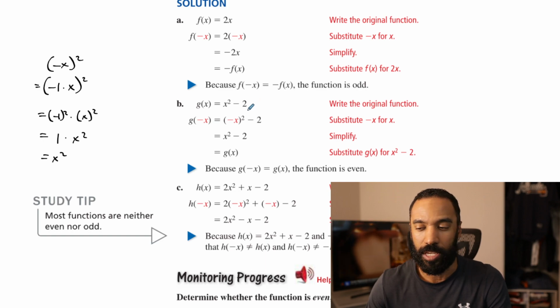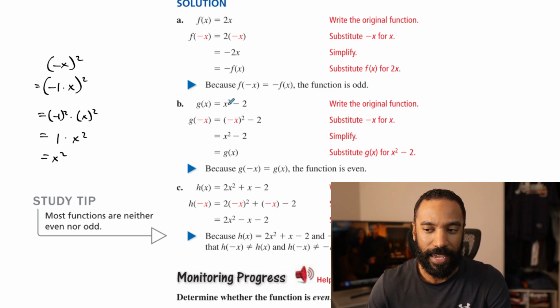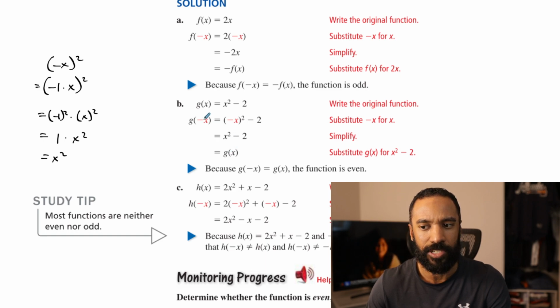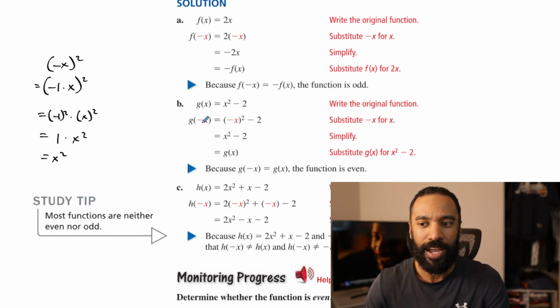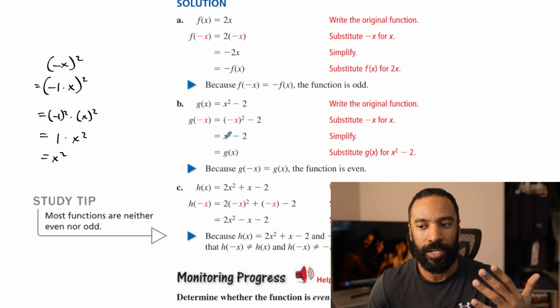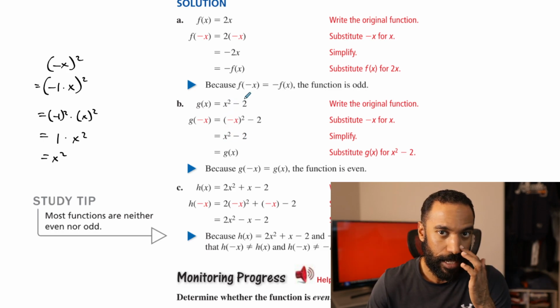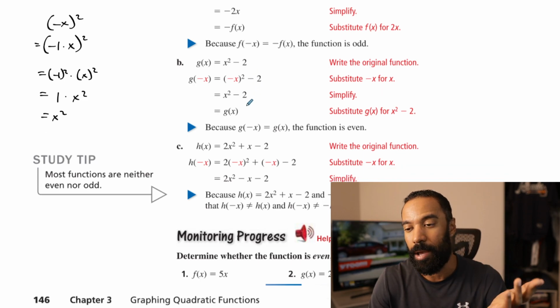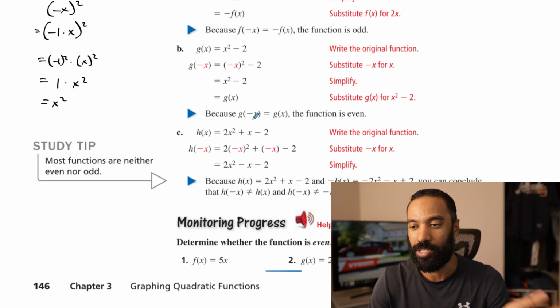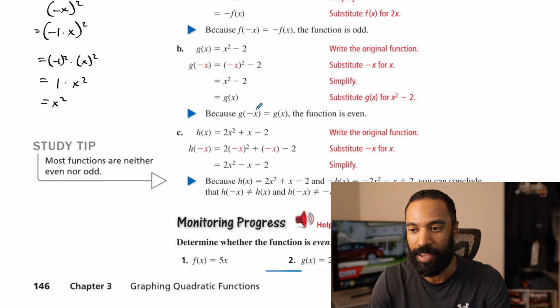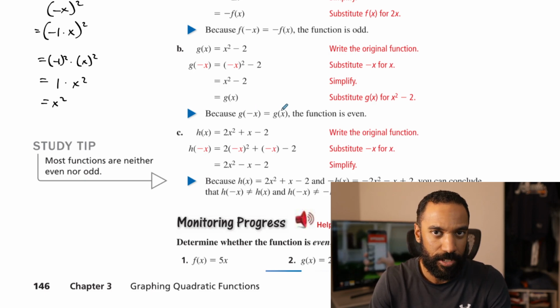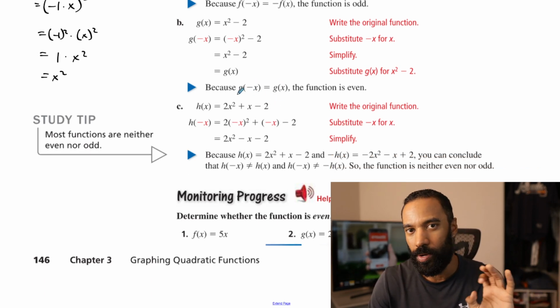So there's something else to keep in mind as well. Anyway, minus 2, there's no x in that, so that stays the same. So you get x squared minus 2 back out. And guess what? The original was x squared minus 2. So this is the same as g of x. So when I substitute negative x into here, I get the same y value out, because these are identical. If they're identical, you get an even function. If they are exact opposites, you get an odd function. This is an even function because plugging in negative x gets me the same y as if I plugged in a positive x.